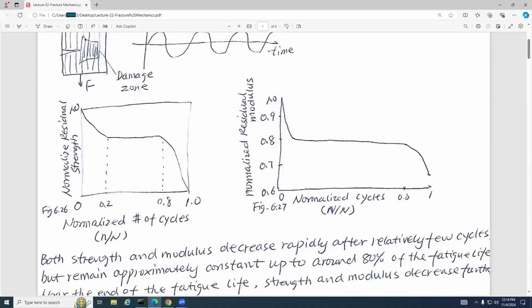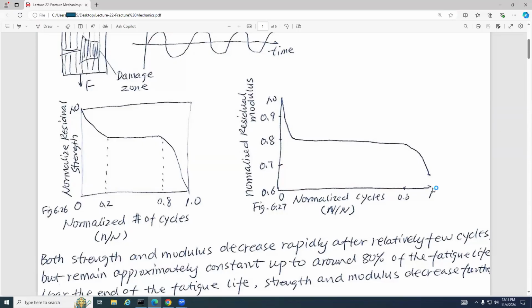Similarly, this is the normalized residual modulus. What is a modulus? Young's modulus. We can also see the normalized cycles and the normalized residual modulus. If we look at these two figures, we can see that they are very similar in shape. It goes down quickly, and then from 0.2 to 0.8 there is a flat segment, and then it goes down until it fully fails.